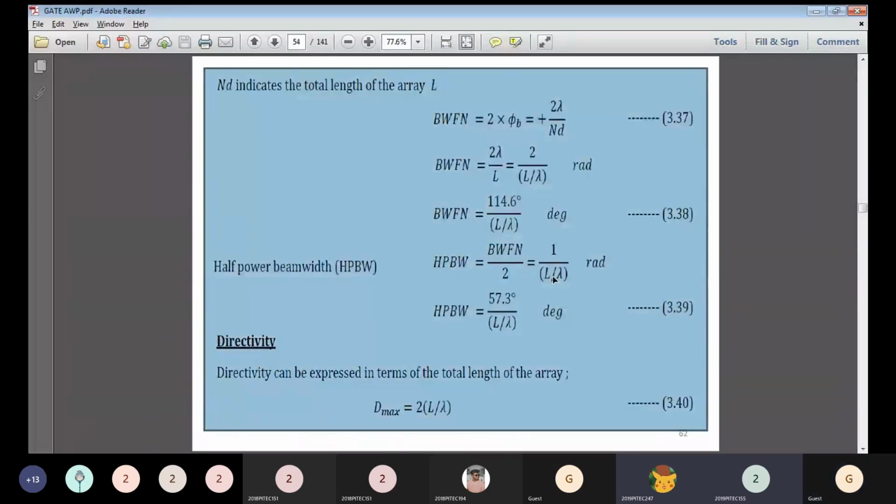Beam width between first nulls equal to 114.6 by L by lambda. Half power beam width equal to 57.3 by L by lambda. And coming to directivity, directivity can be expressed in terms of the total length of the array: D max is equal to 2 into L by lambda. Surely you'll get a question like this. You simply substitute the values available for the antenna array, the L by lambda value here, and you get the beam width between first nulls and the half power beam width.